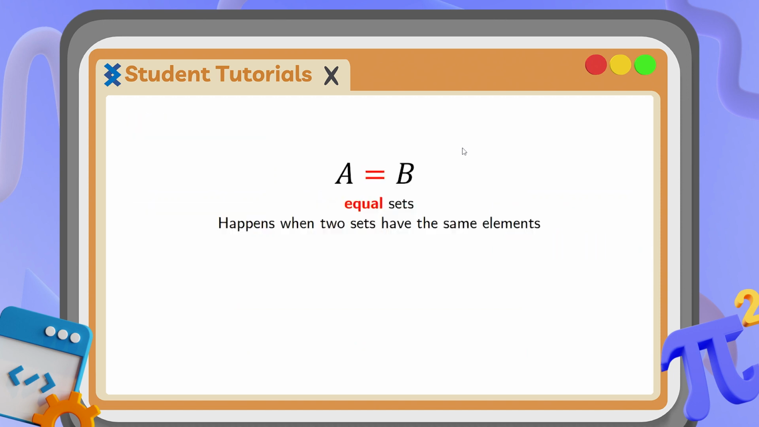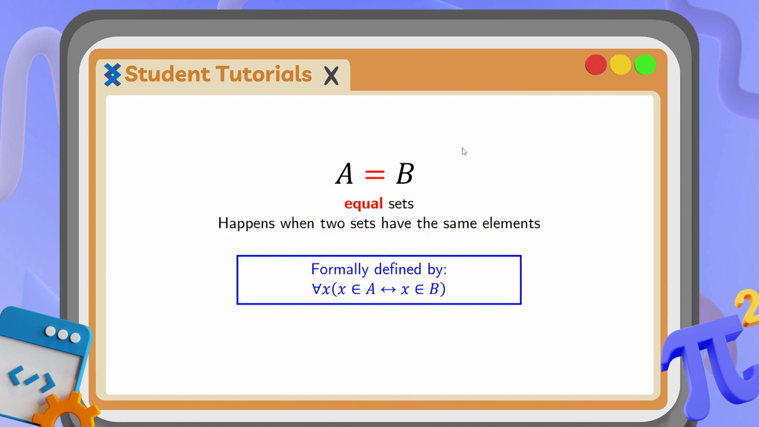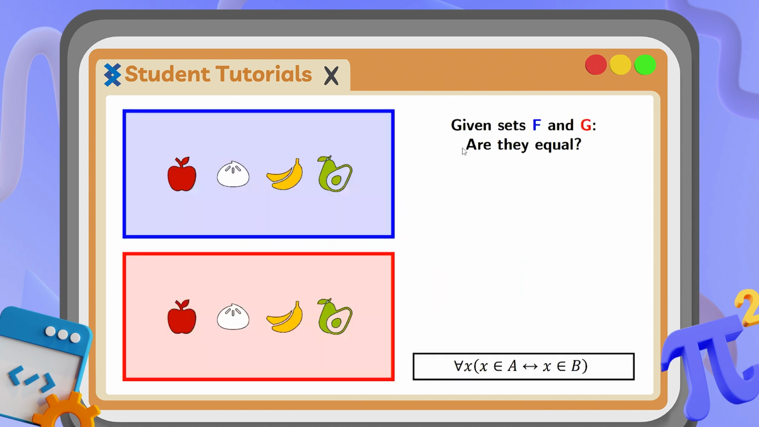So here we have even more symbols. Here is the symbol used to define equal sets when two sets have the same elements. This is formally defined as: for all elements x, x is in A if and only if x is in B. So given sets F and G, are they considered to be equal? So given set F over here and set G over here, we need to show that for all x, x is in A and x is in B.